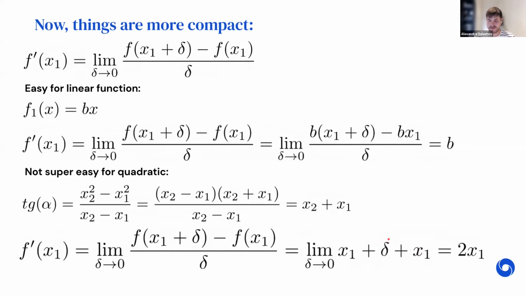So if you have a limit like this, and there's no singularity, so you don't divide by 0 or multiply by infinity, you can just say that the delta will be 0. And we get that the derivative of the quadratic function at point x1 is just 2x1. It would be the same as saying that x2 is just equal to x1, right? So it corresponds to this intuition of collapsing the two points into one point.